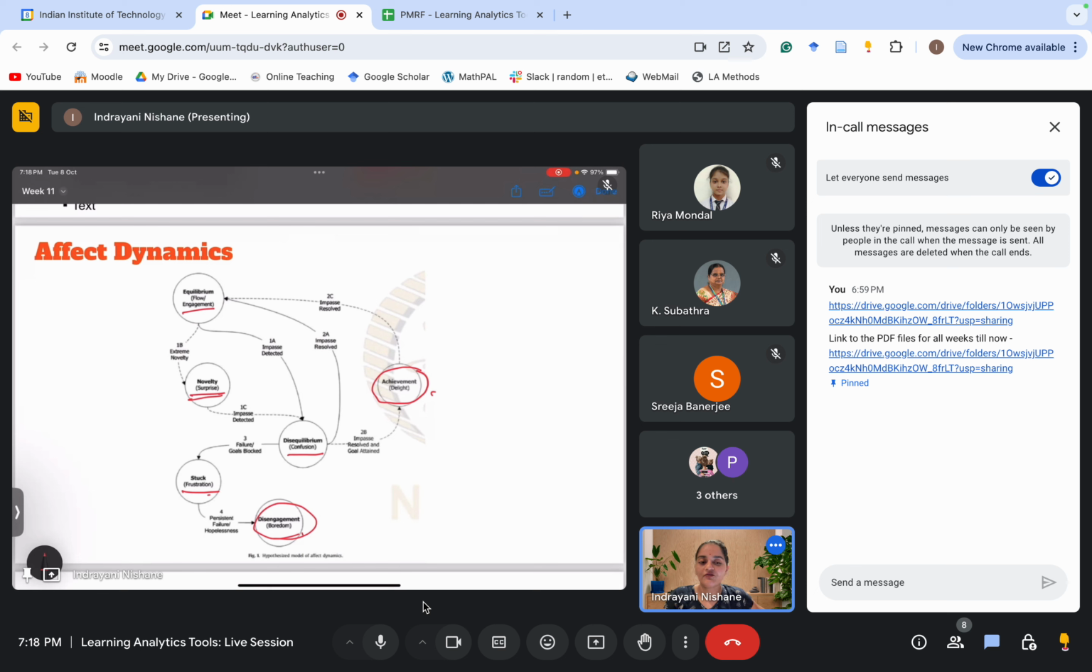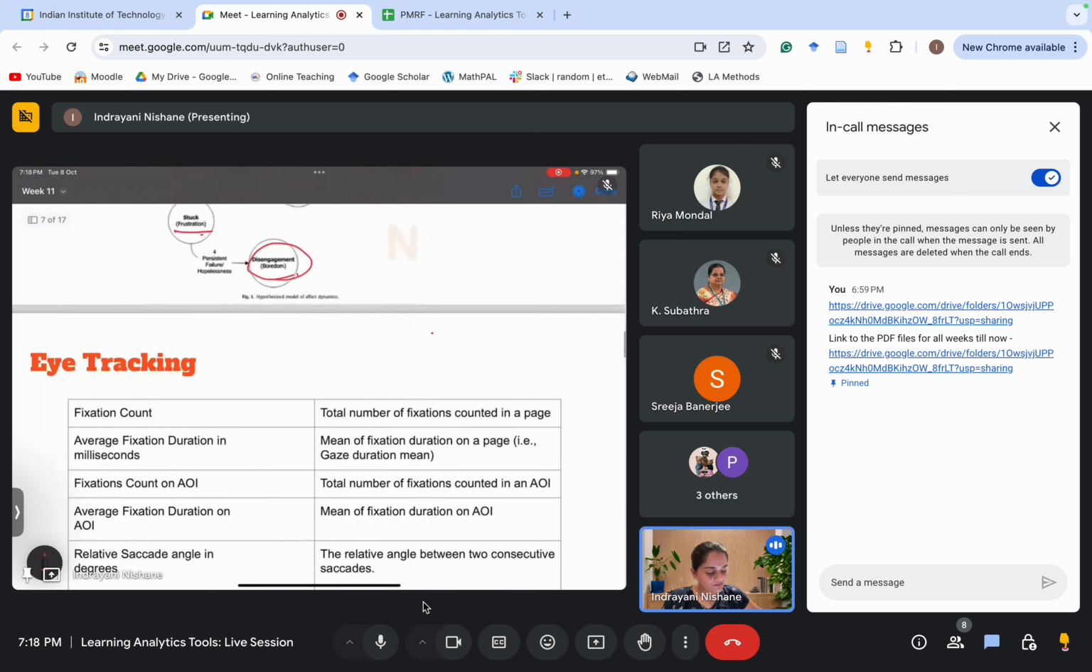So if we are not able to keep up with the teacher, slowly confusion arises, then sustained confusion leads to frustration, and ultimately the student stops paying attention to what is going on and is completely disengaged, in a state of boredom. Okay, so this was affect dynamics.